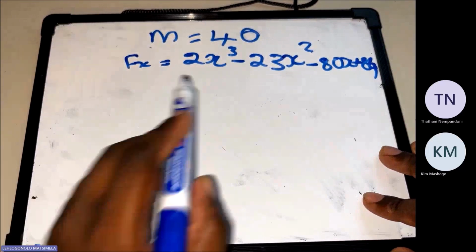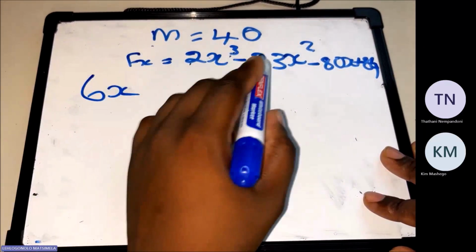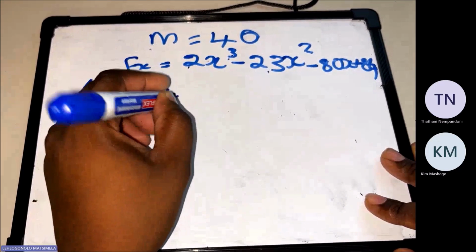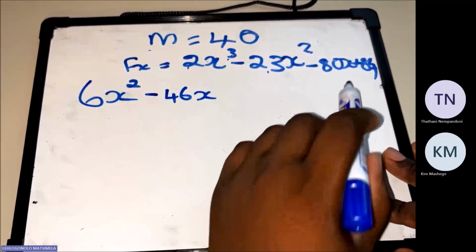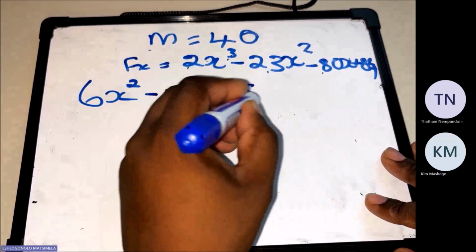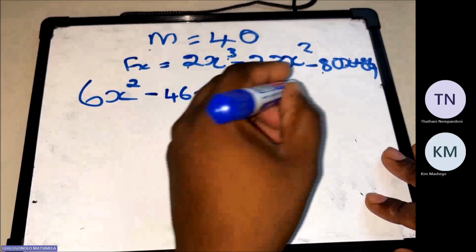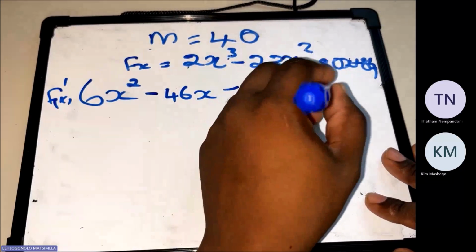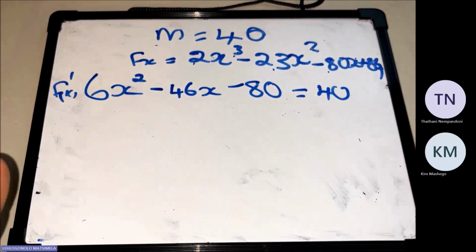When we differentiate this, we will have 2 times 3, which is 6x, then 3 minus 1, which is 2, and then 2 times minus 23, which is minus 46, and then x, 2 minus 1, which is 1, and then 1 times minus 80, it's minus 80, x to the power of 0 is 1. Then this is the first derivative. The first derivative is equal to the gradient, which means on this equation we can look for x.